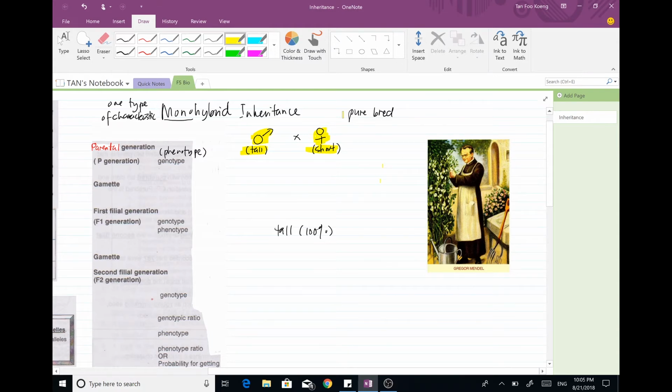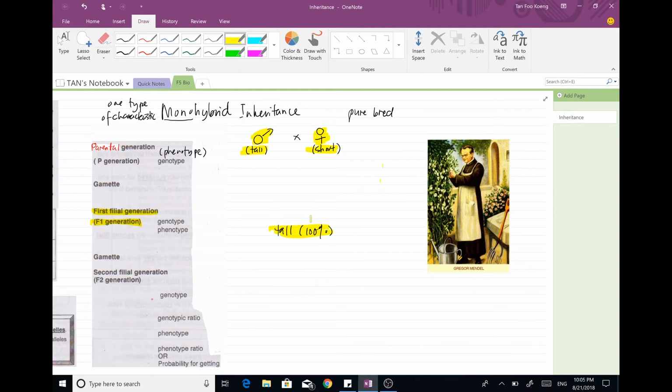So guess what happens? Of course, he gets a lot of seeds, and he planted all of them. And to his utter surprise, the offspring, the first filial generation or the F1 generation, were all tall. Oops! What happens to the short plant? What happens to the short characteristic? Are they eaten up by the pests? Why don't they survive? What happens to them? So this question intrigued him again.